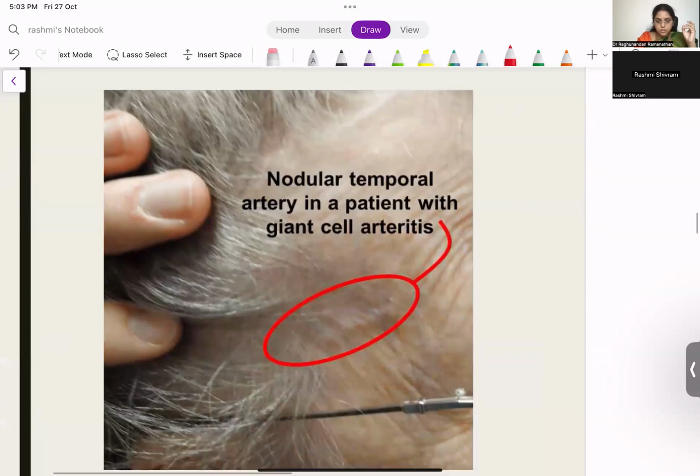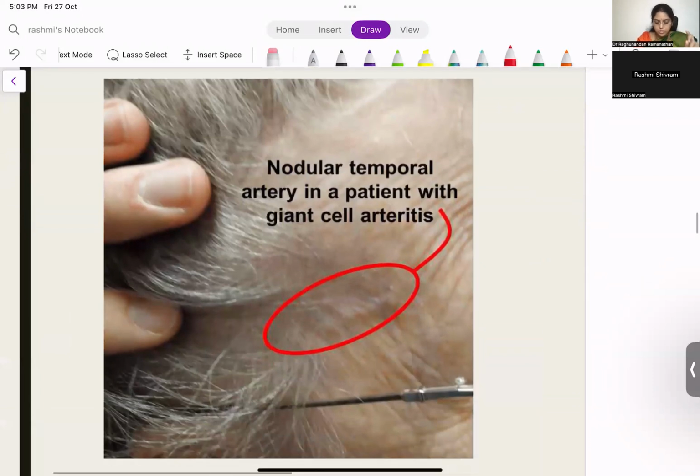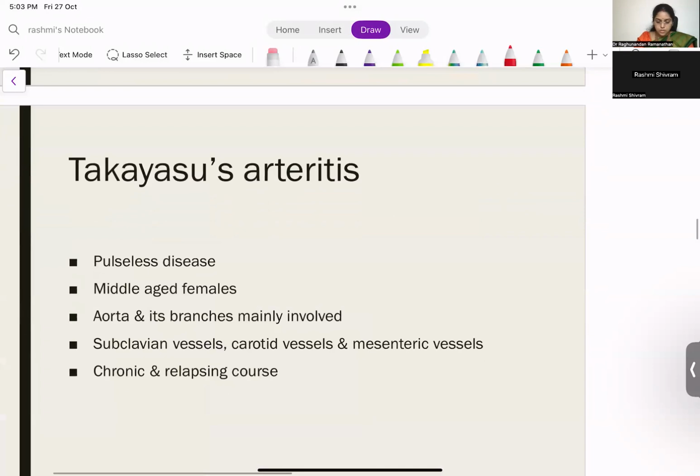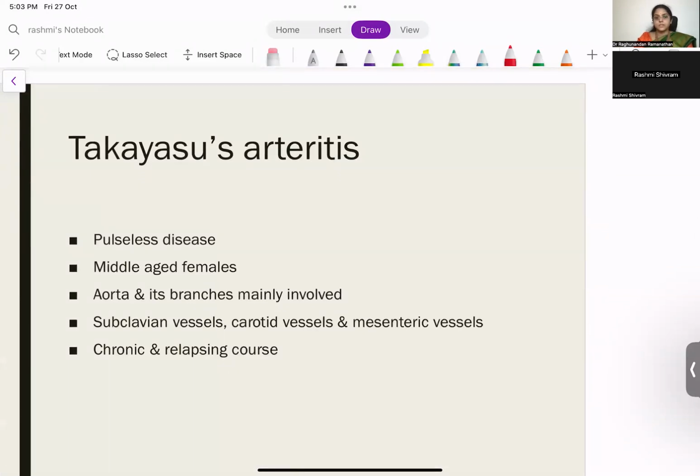So you can see here, there is a nodular artery in a patient with giant cell arteritis, and the pulsations will be decreased. Right? Pulsations will be decreased. Yes. So next, moving on to Takayasu arteritis.